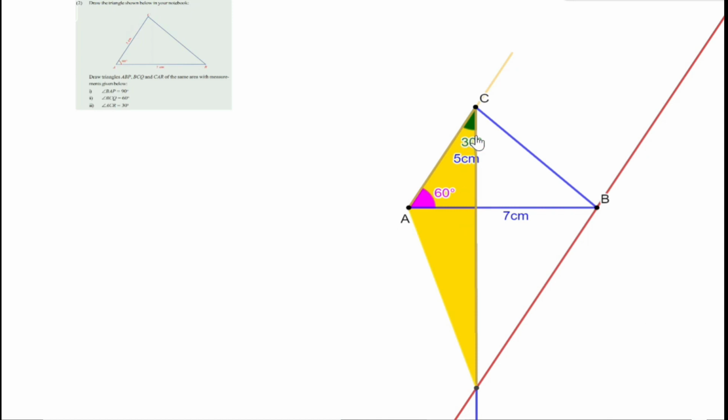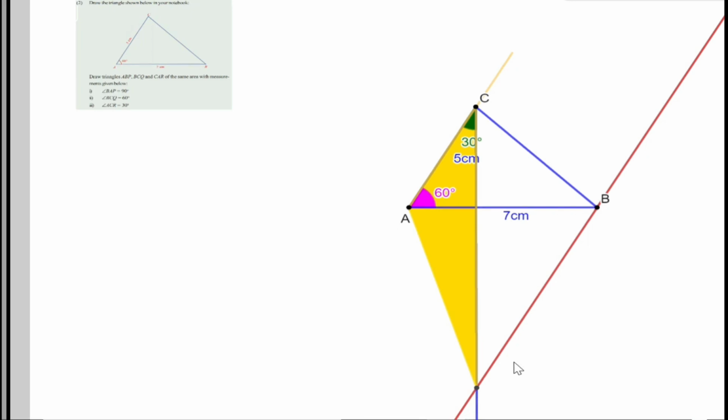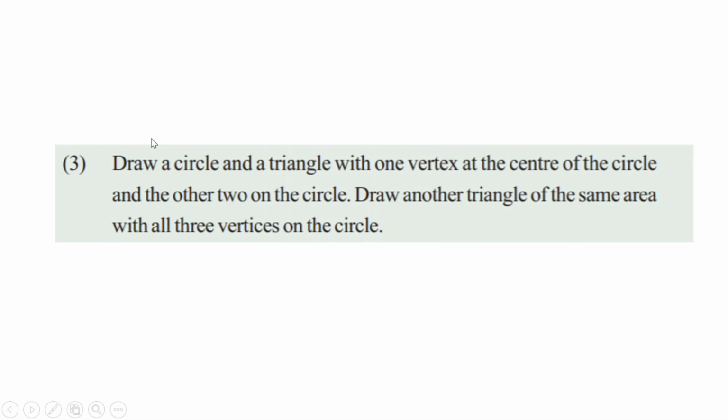The angle at C is 30 degrees and the area of this triangle is equal to the area of the first triangle, as the bases are the same and the third vertices are on a line parallel to the base AC. Third problem. Draw a circle and a triangle with one vertex at the center of the circle and the other two on the circle. Draw another triangle of the same area with all three vertices on the circle.